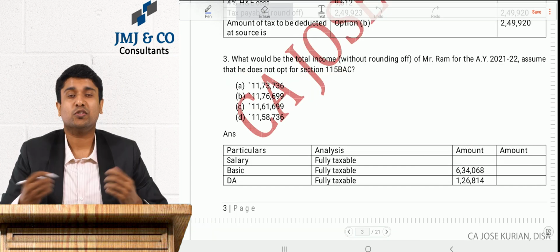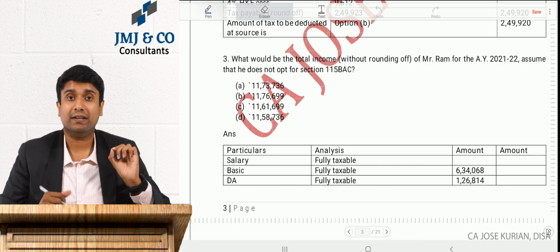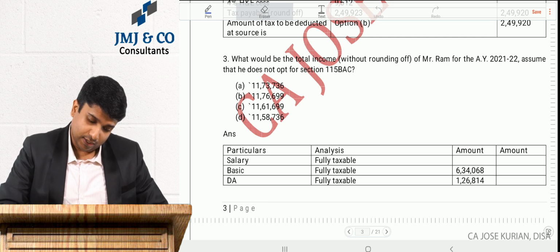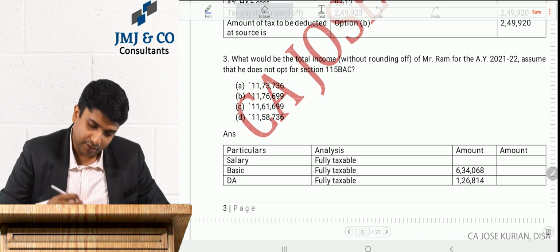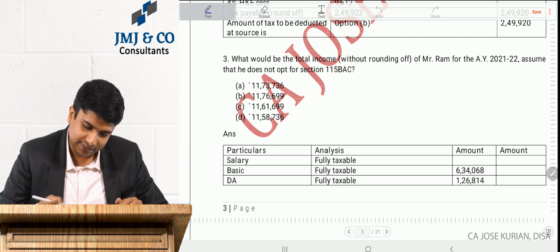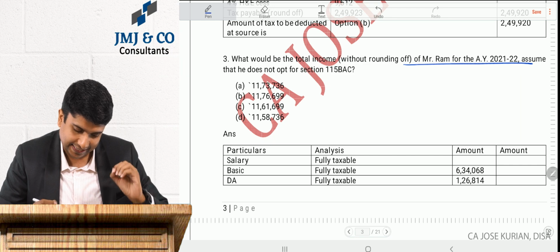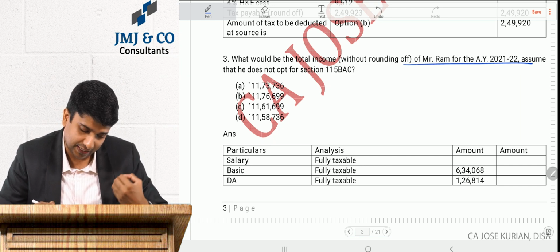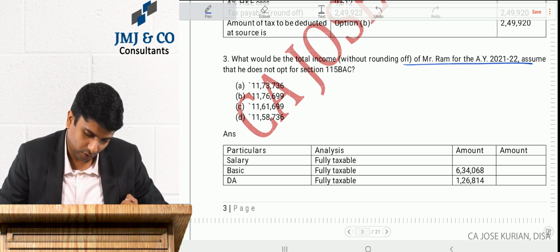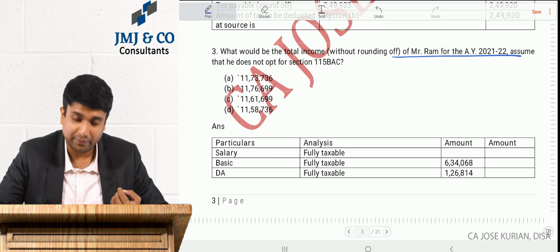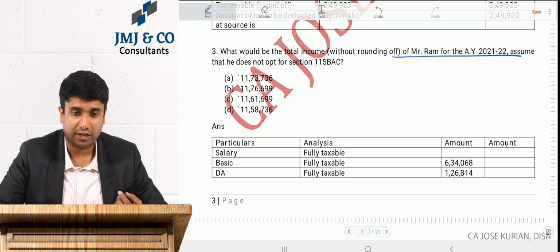All right, so friends, the next is question number 3. So let's get into question number 3. It says, what would be the total income without rounding off of Mr. Ram for assessment year 21-22, assuming that he does not opt for 115BAC. So you need to compute that particular total income if he is not opting for 115BAC.